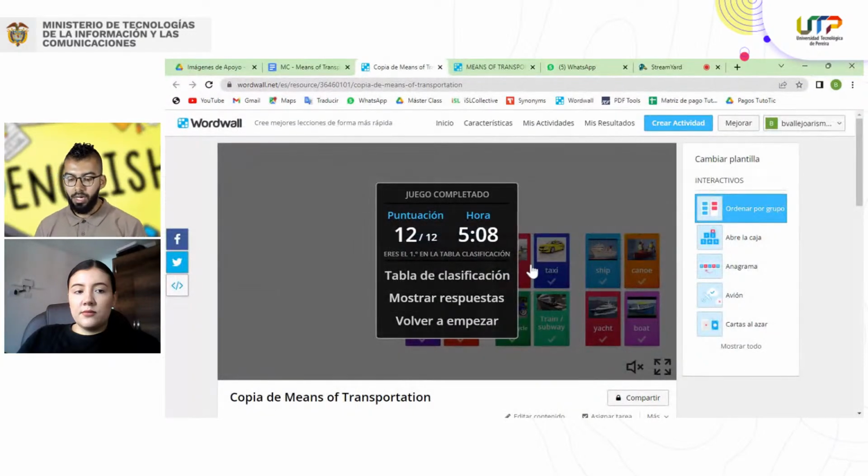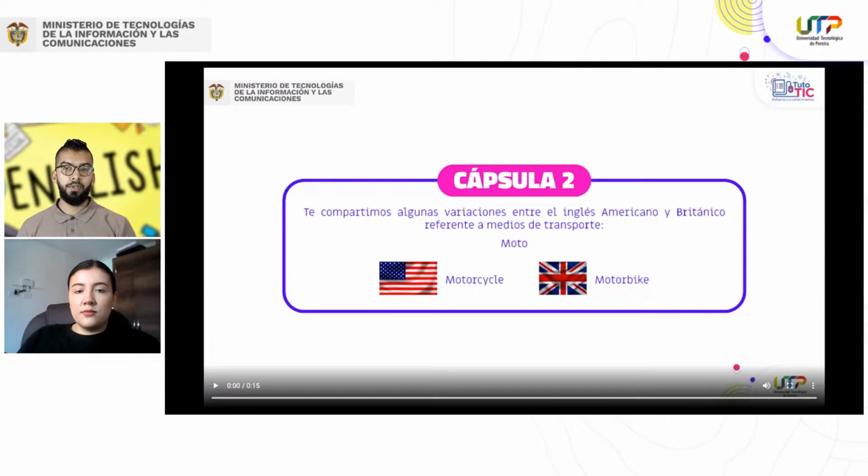Now we are going to see our second cápsula. Los invito a que muy atentos estemos allí escuchando o leyendo la siguiente cápsula.